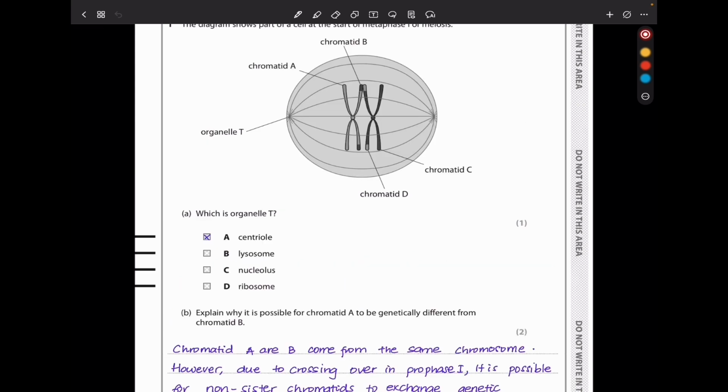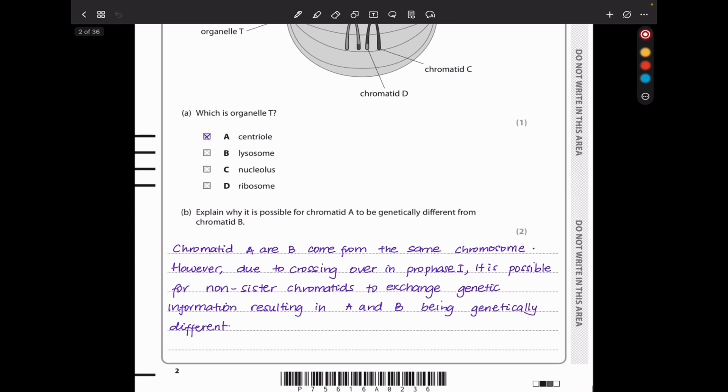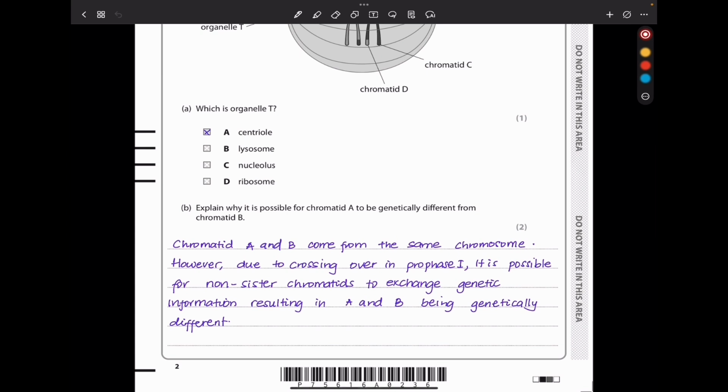And next they say explain why it is possible for chromatid A to be genetically different from chromatid B. A and B are sister chromatids that are originally identical, but because crossing over occurs in prophase 1, there is exchange of genetic material between the two non-sister chromatids, and that leads to chromatid B being different from chromatid A. So I said chromatid A and B come from the same chromosome. However, due to crossing over in prophase 1, it is possible for non-sister chromatids to exchange genetic information, resulting in A and B being genetically different.